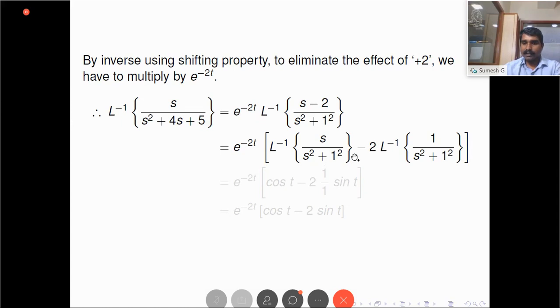We can find its inverse directly. The first one is of the form inverse of s by s square plus a square, which is cos at, and a is 1. So the inverse is cos t minus 2 into the inverse of 1 by s square plus a square, which is 1 by a sin at. In this case a is 1, it becomes 1 by 1 sin t. The final answer is e raised to minus 2t into (cos t minus sin t).